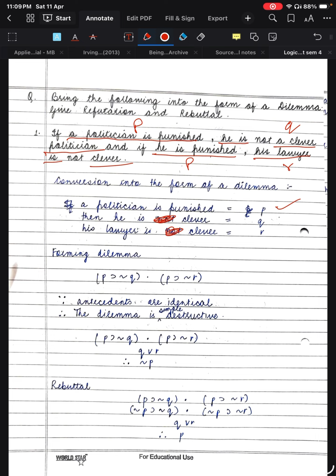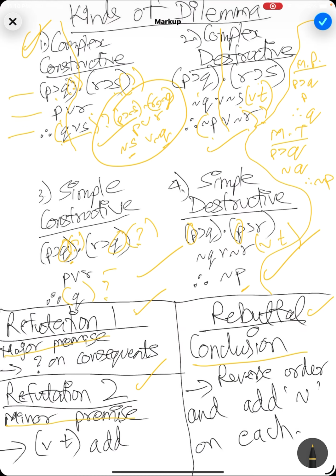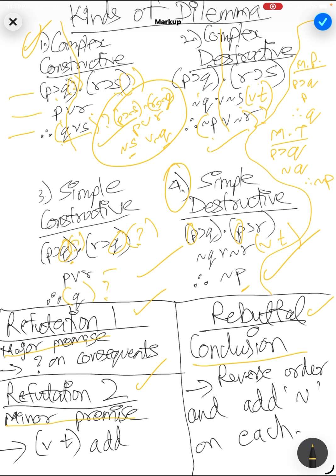P implies not Q. So what have we given? If a politician is punished, then he is not clever. Correct. And if a politician is punished, then his lawyer is not clever. Okay. So these are major premise. That's the question that is given. Now we have to do a dilemma. So we know that antecedents of same होते हैं, so we can do only simple destructive. So okay, so यहाँ से we are going to do simple destructive.